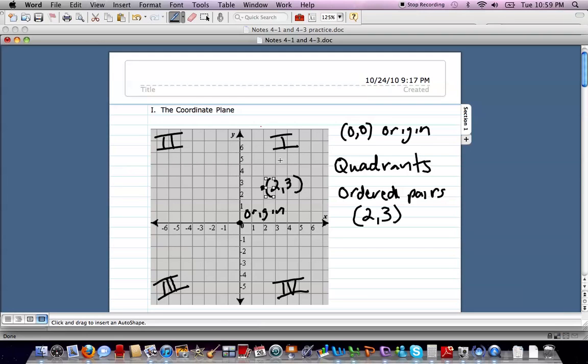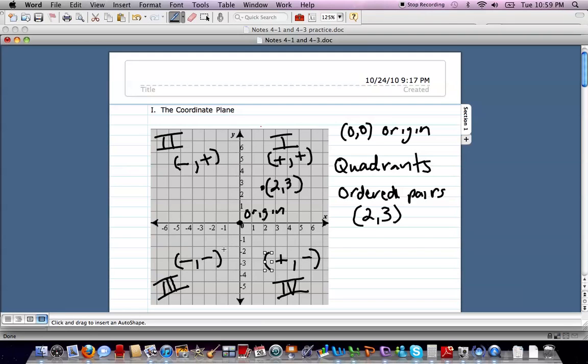Every point in the first quadrant is going to be positive, positive, meaning my x and y coordinates are both positive. In the second quadrant, my x coordinates will be negative, but my y coordinates will be positive, so I'll have negative, positive. In the third quadrant, they are both negative, so I will have negative and negative. And in my fourth quadrant, my x coordinate is positive, but my y coordinate is negative. So they will be positive, negative.